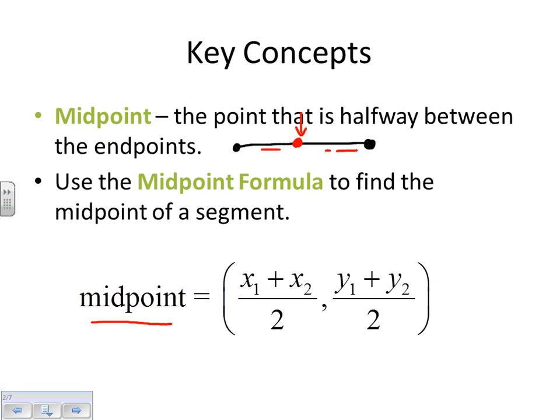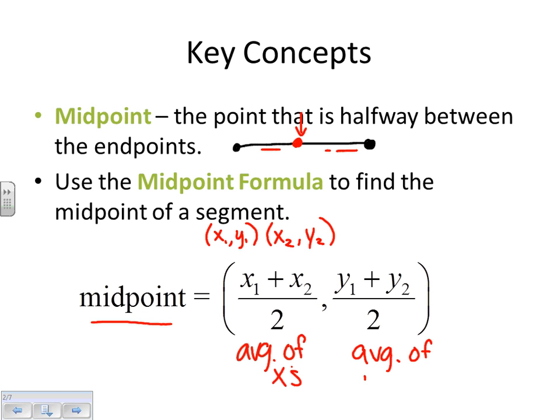So we use the midpoint formula, which is (x1 plus x2) divided by 2, comma, (y1 plus y2) over 2. And so we'll have 2 points, (x1, y1), and we'll have another point, (x2, y2), and we'll plug this into our formula. And an easy way to remember this is this is the average of the x's, and this is the average of the y's. Okay, so average of the x's and average of the y's.